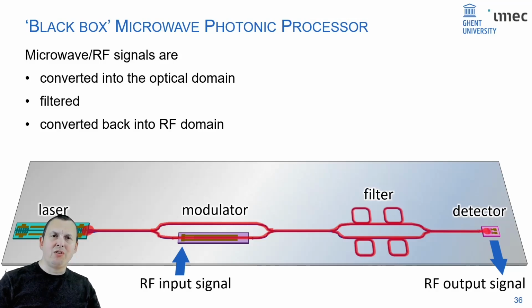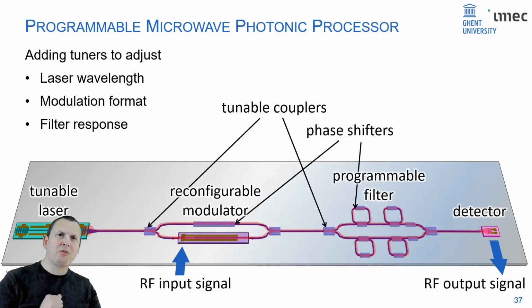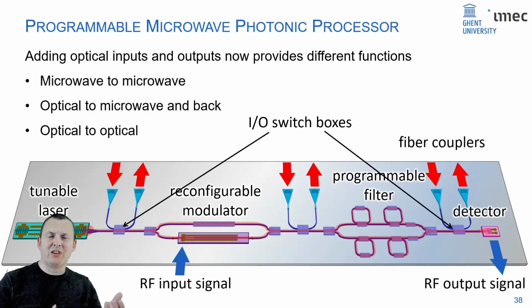And indeed, if you now make everything tunable, we have a kind of programmable signal processor that can be reconfigured by playing with the states of all these tunable couplers and phase shifters. If we now add additional inputs and outputs to this chip, you can inject or extract optical signals and inject and extract microwave signals. Essentially, you have here a programmable microwave and photonic signal processor.